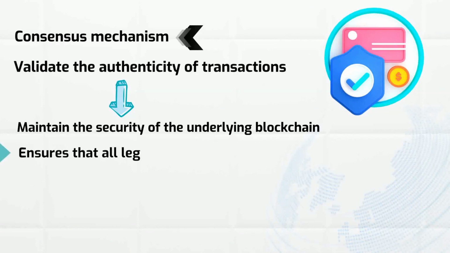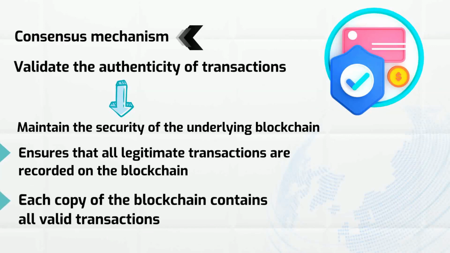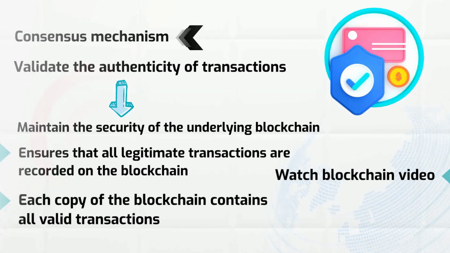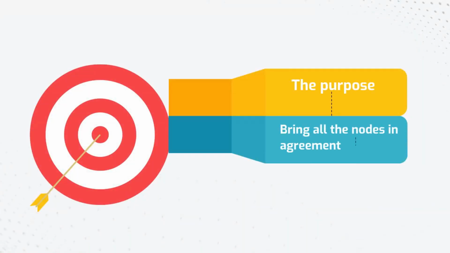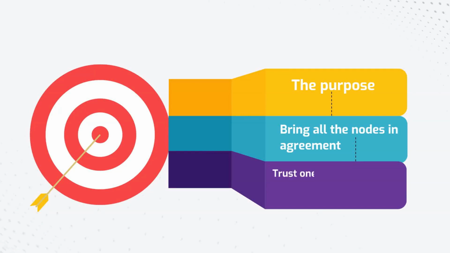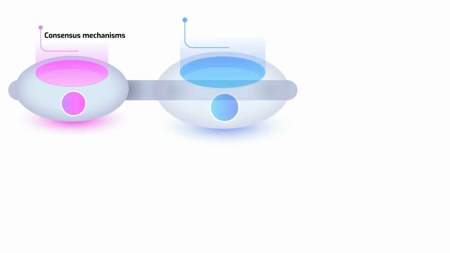This system ensures that all legitimate transactions are recorded on the blockchain and that each copy of the blockchain contains all valid transactions. Watching our video about blockchain helps you know the most important things about it. The purpose of a consensus mechanism is to bring all the nodes in agreement, that is, trust one another in an environment where the nodes don't trust each other. If you're interested in how cryptocurrencies work, you must understand the role of consensus mechanisms.